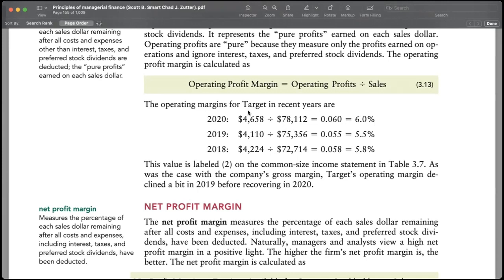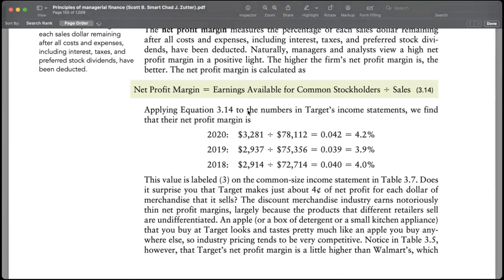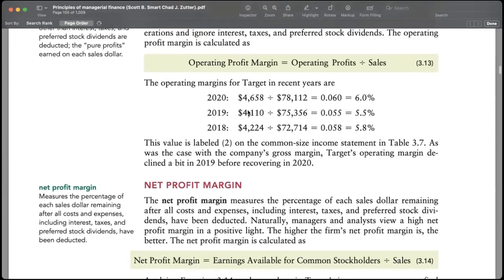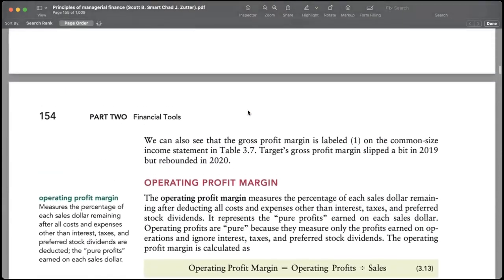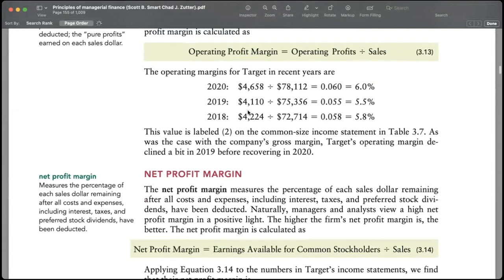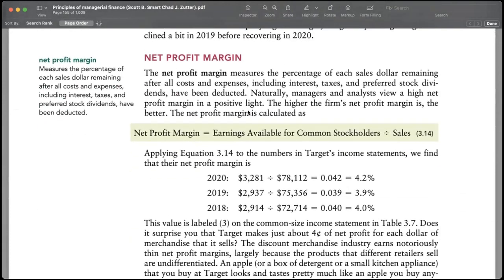Okay. Then again, let us go to net profit margin. You understand what it is, right? Just like gross profit over sales, operating profit over sales, now net profit margin is net profit over sales. But sometimes net profit has a different name. Some people say net income. Some people say earnings available to common shareholders.